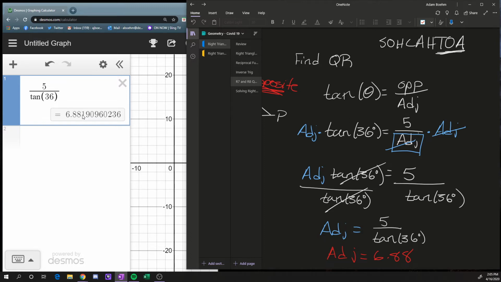Now, on these IXLs, it tells you exactly what you need to round to. Okay, so if you need to round to the 10th, then I would have to round this up to 6.9. If it said to round to the 100th, it would be 6.88. If it said to round to the 1000th, it'd be 6.882. Okay, so you have to be really careful about what the directions are actually saying.